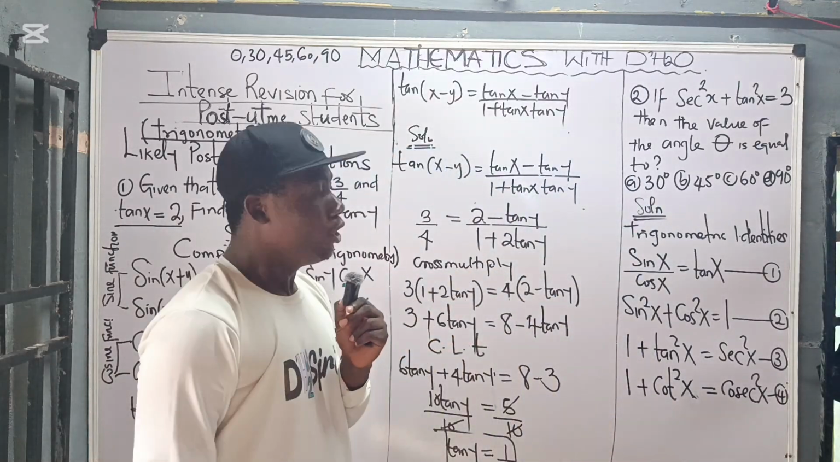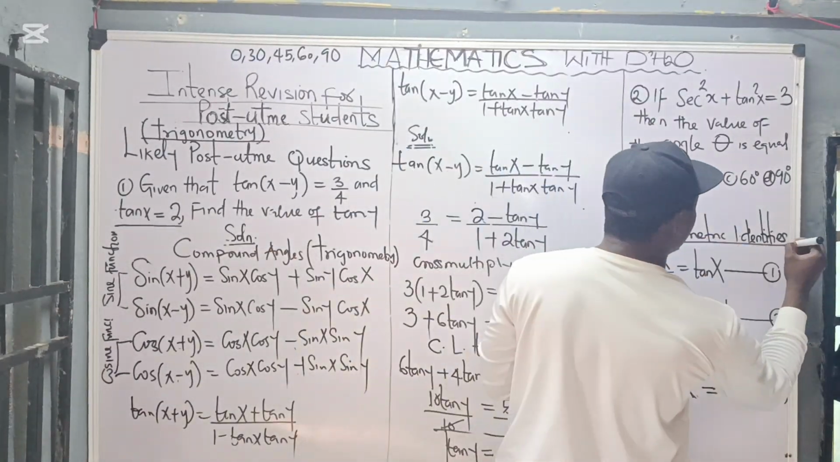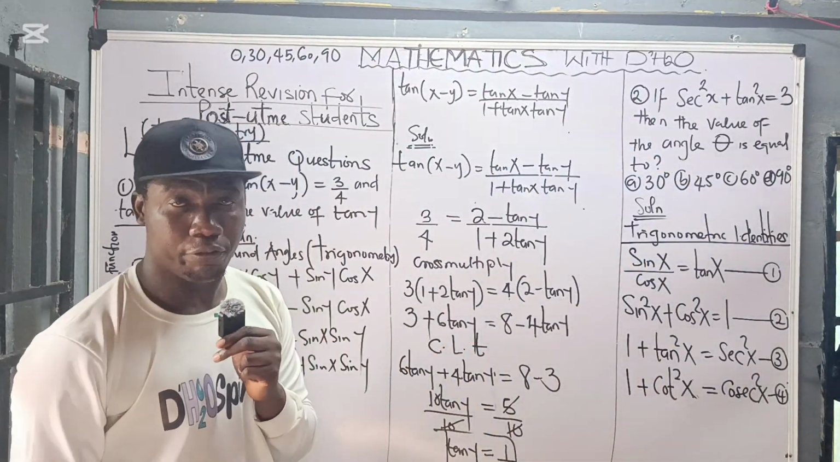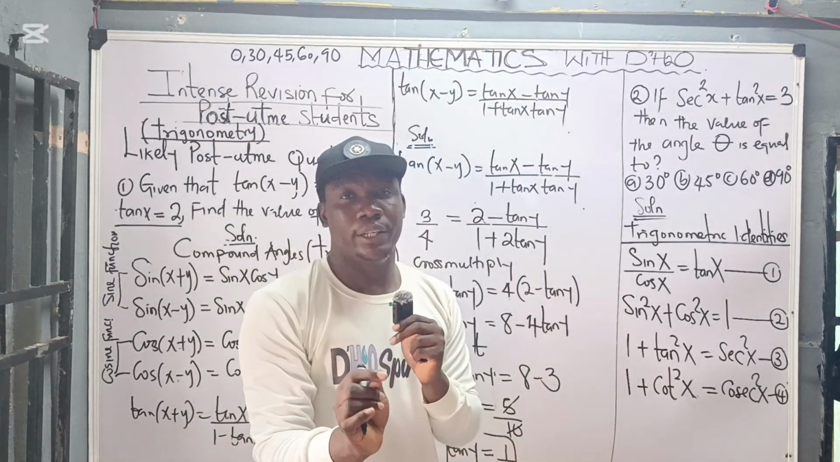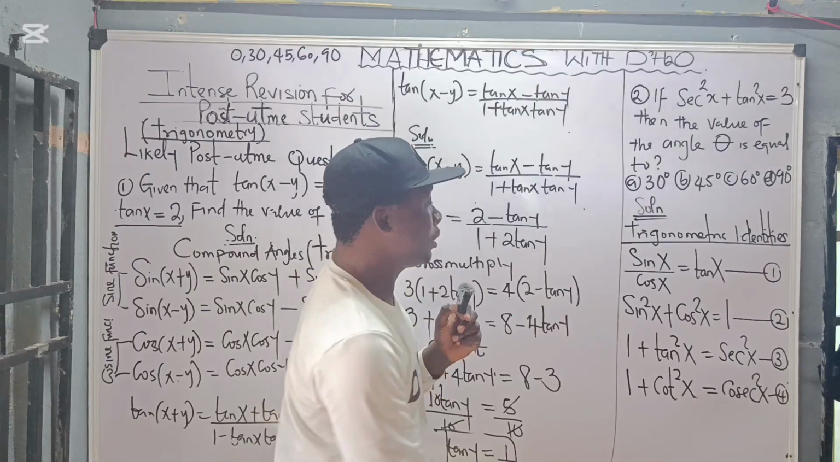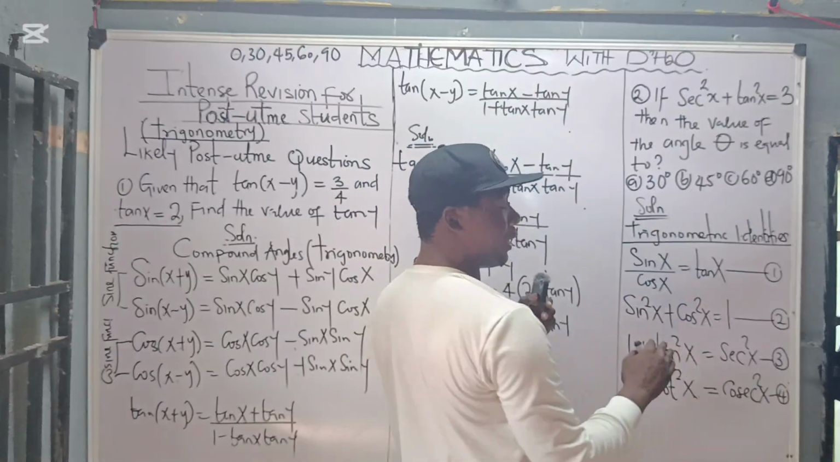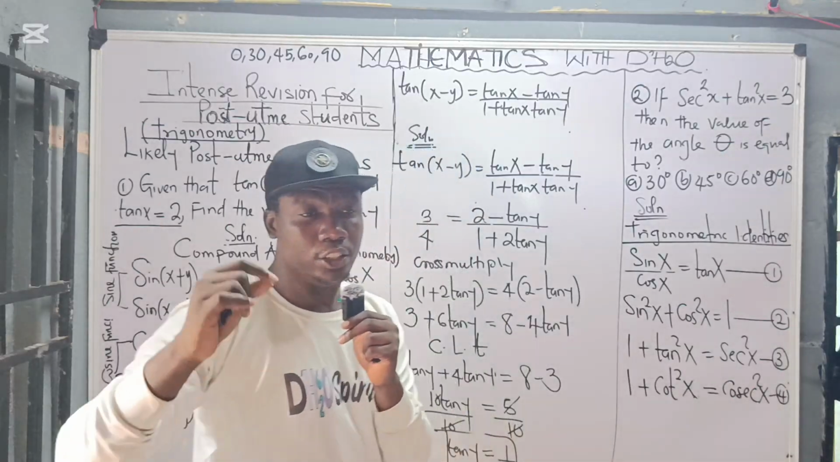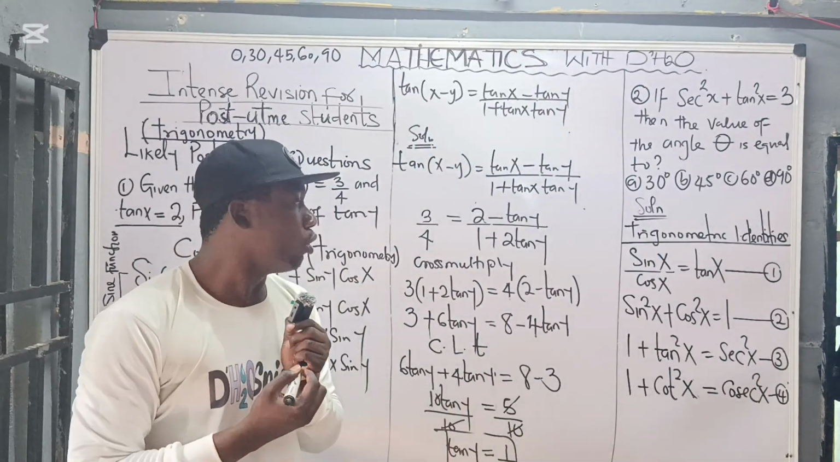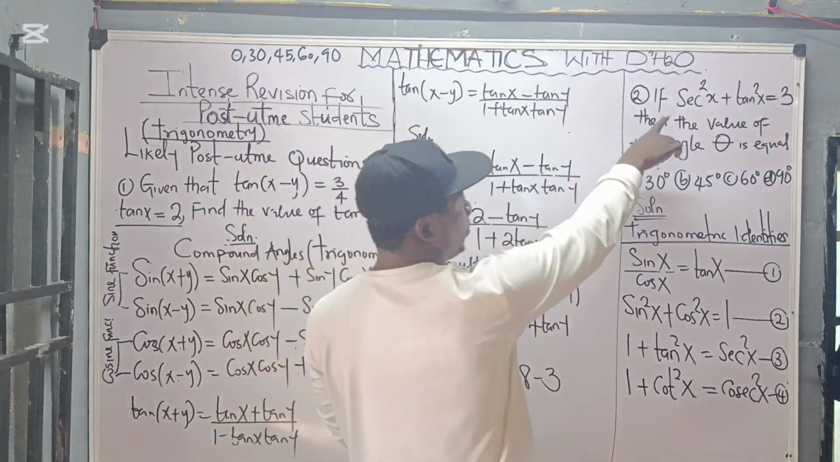So I beg, you must learn these trigonometric identities. There are 4 in number, 4 basic trigonometry identities, this 1, 2, 3, 4. Don't forget, in the absence of x, you can put theta. So it can be sine theta over cos theta equal to tan theta. You can put any alphabet of your choice. The alphabet here represents the angles. Do you understand? So let's solve this particular question.